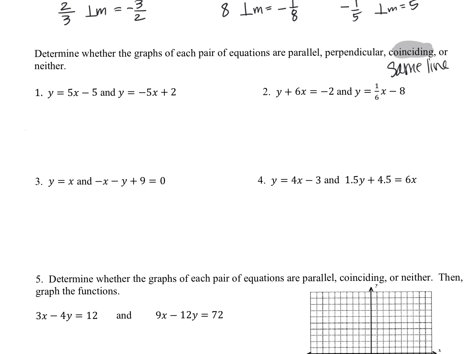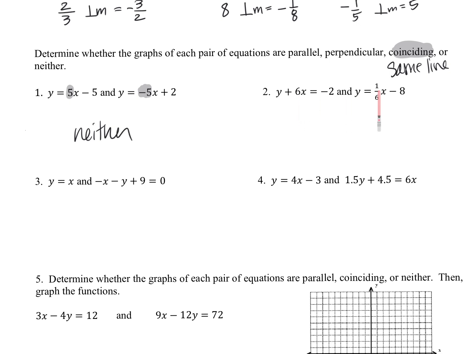Okay, so what about these first two? Talk to me about their slopes. What's the slope of the first one? Slope of the second one? Are they the same to be parallel? Are they opposite negative reciprocals? They're negative, but they're not reciprocals, right? Are they the exact same line? So what are we going to say? Neither.